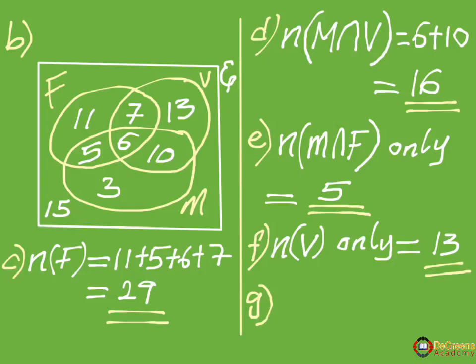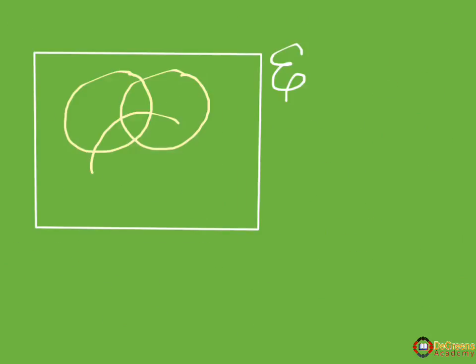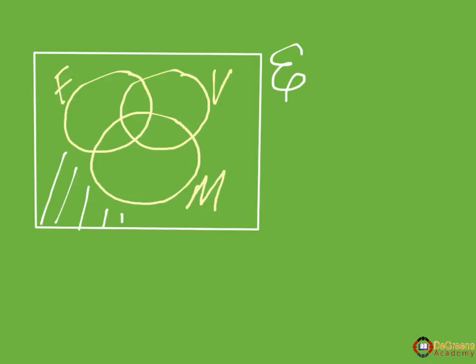Then we have G. So the number of times the patient ate neither fish nor vegetable nor meat will simply be the cardinal number of F union V union M complement, which is clearly 15. You are asked to shade this region. So sketching that Venn diagram, we are going to have that shaded region clearly seen.